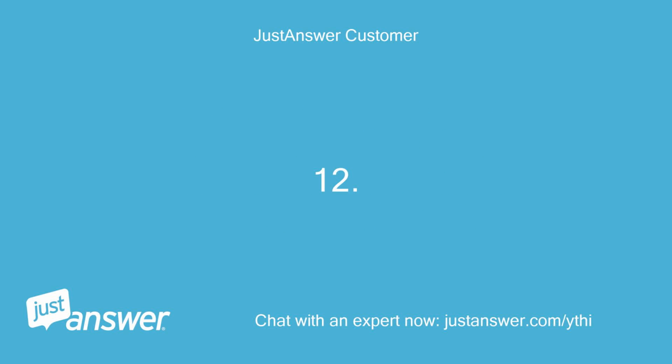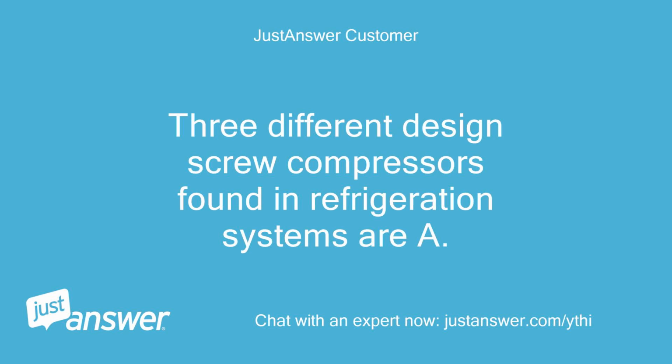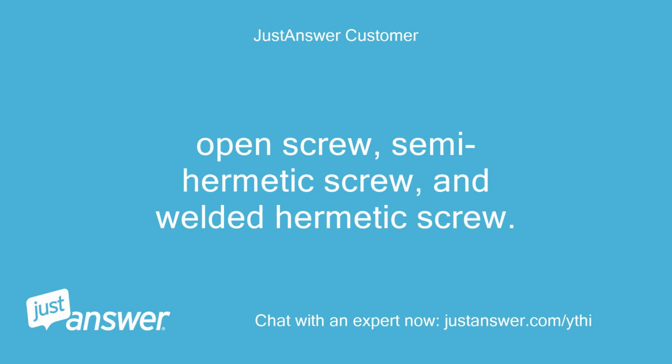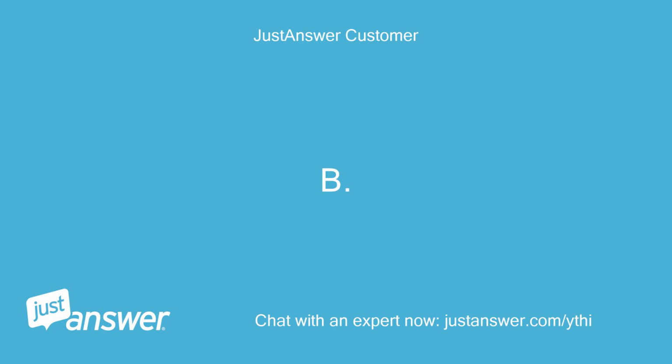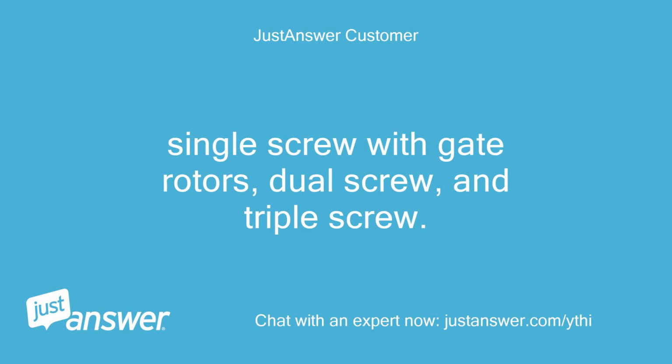12. Three different design screw compressors found in refrigeration systems are A. Open screw, semi-hermetic screw, and welded hermetic screw. B. Single screw with gate rotors, dual screw, and triple screw.